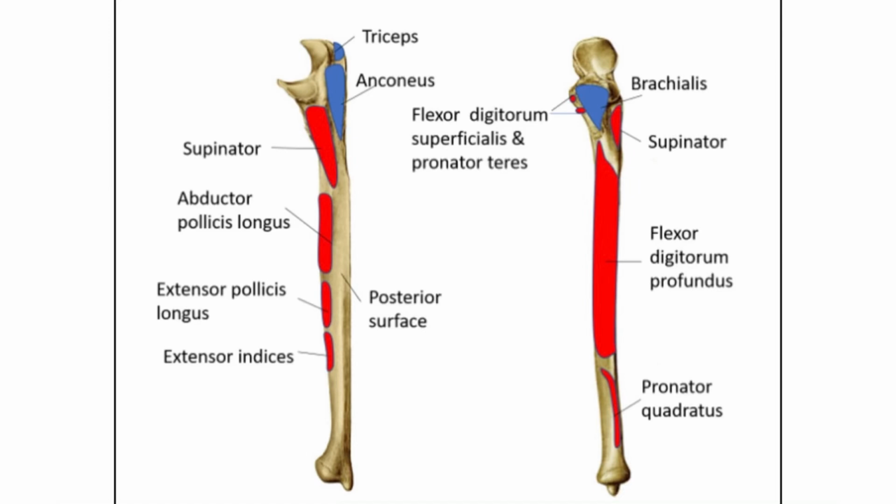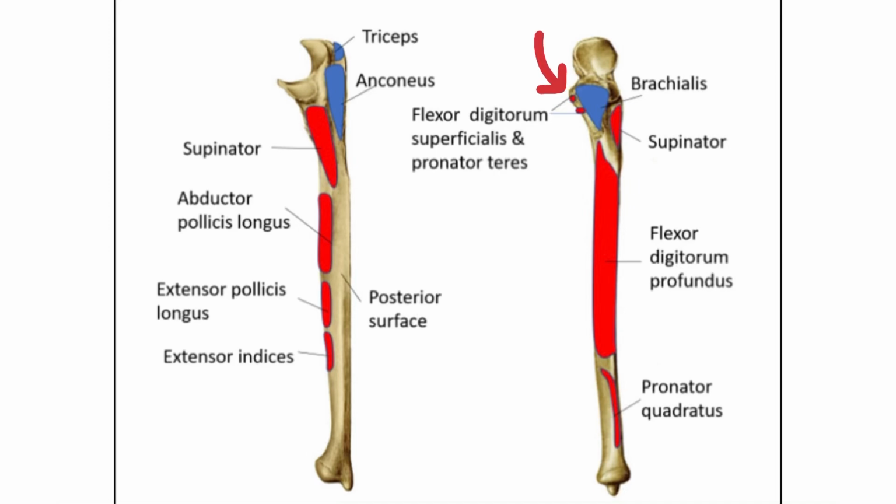The next is the brachialis. The brachialis is inserted into the anterior surface of the coronoid process, including the ulnar tuberosity. Then the next muscle is the supinator muscle. This muscle originates from the supinator crest, and as it originates, it forms a triangular area in front of the crest. So the next muscle we are having is the flexor digitorum superficialis.